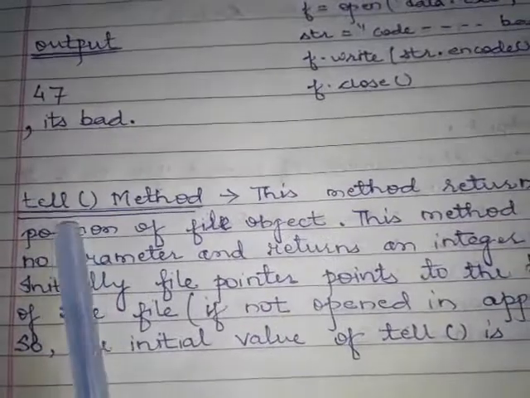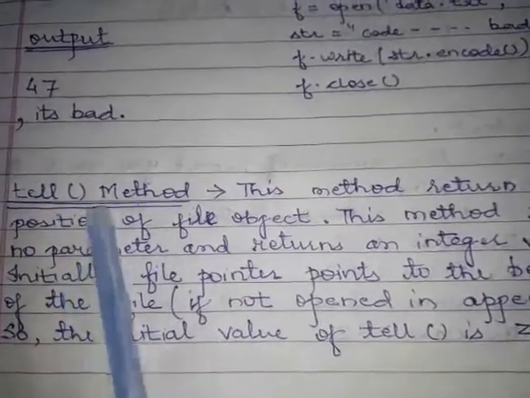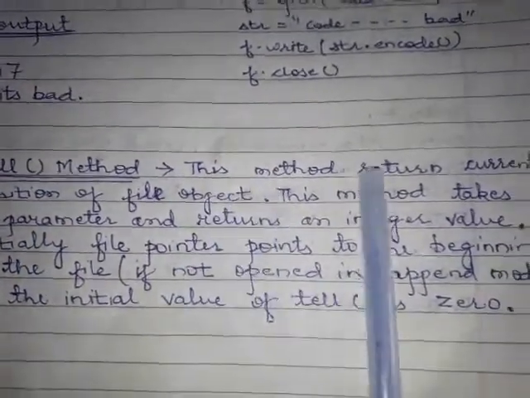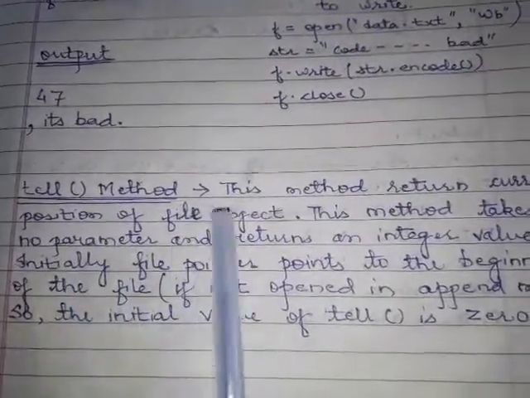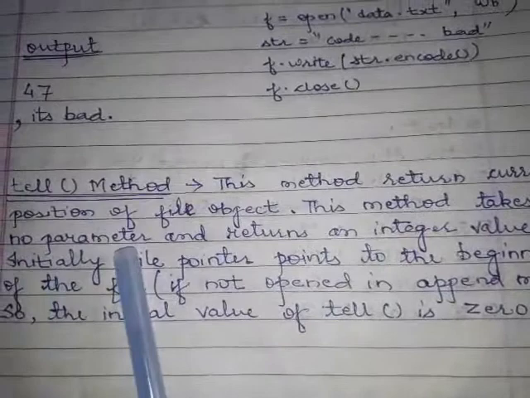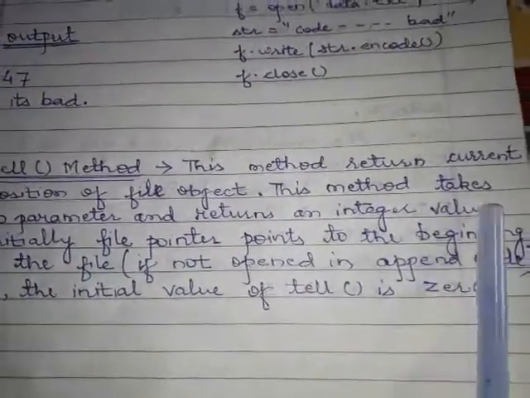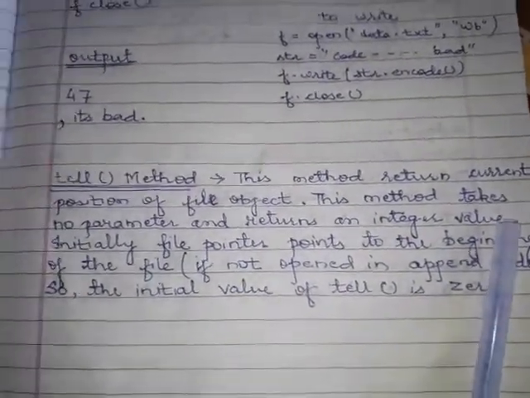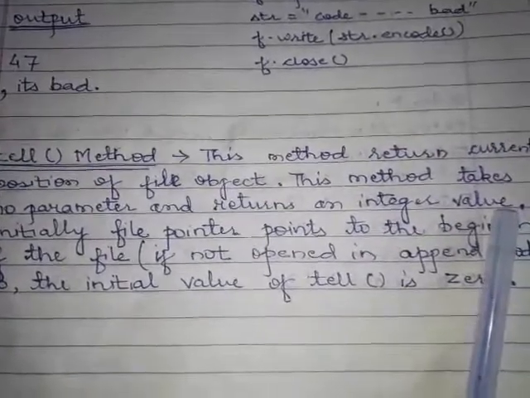The tell method I have already explained to you. Let us see what is written in this. This method returns the current position of the file object. Okay, this method takes no parameter and returns an integer value. It does not take any parameter but returns integer values.